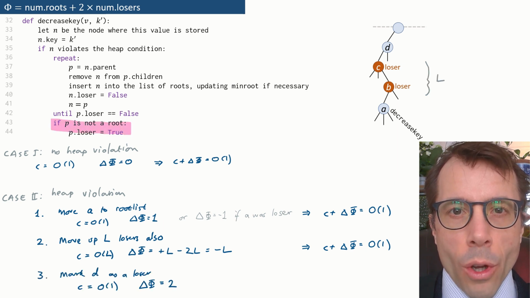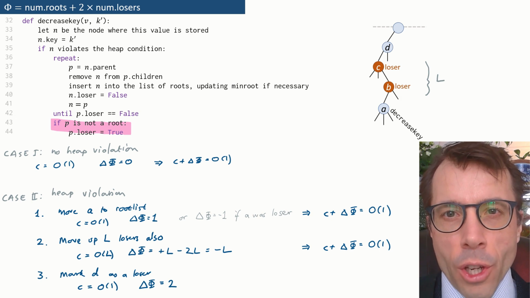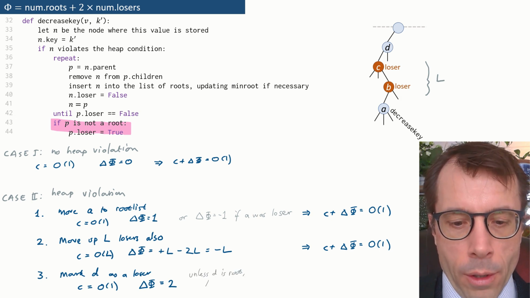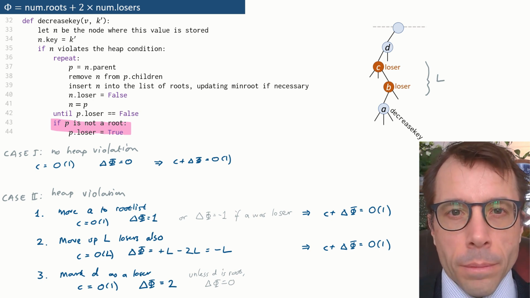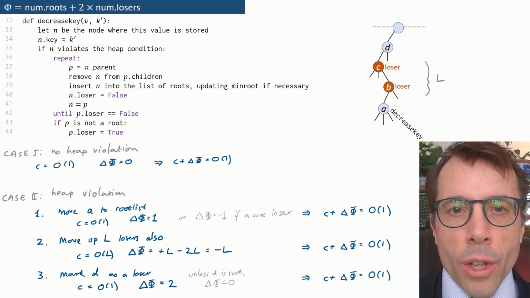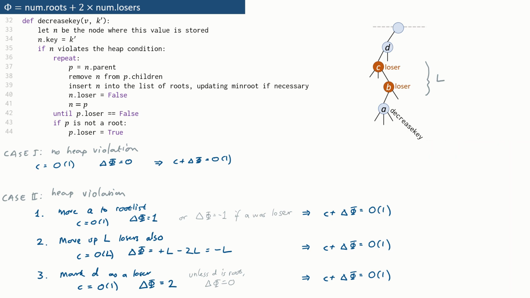Finally, we get to a node at the top of the chain of losers, node D in this picture, and then the iteration stops and we do O(1) work. D has lost a child, so it gets marked as a loser, so the potential increases by 2. Unless, of course, D is a root, in which case we don't mark it as a loser. Anyway, once more, the amortized cost C plus delta phi for this part of the operation comes out to be O(1). So, to summarize what we've learnt, in both cases, whether or not there's a heap violation, the total amortized cost is big O of 1.